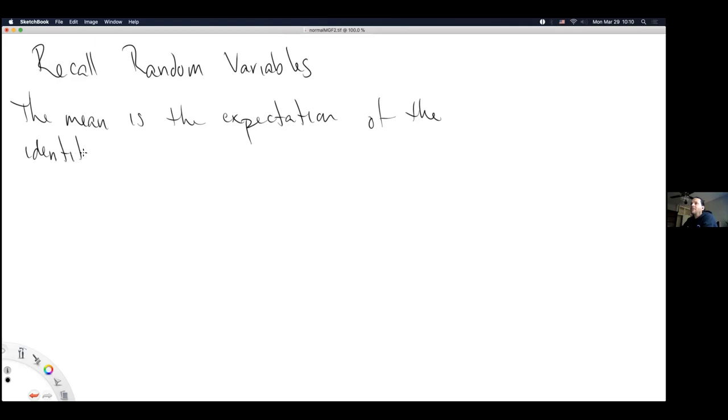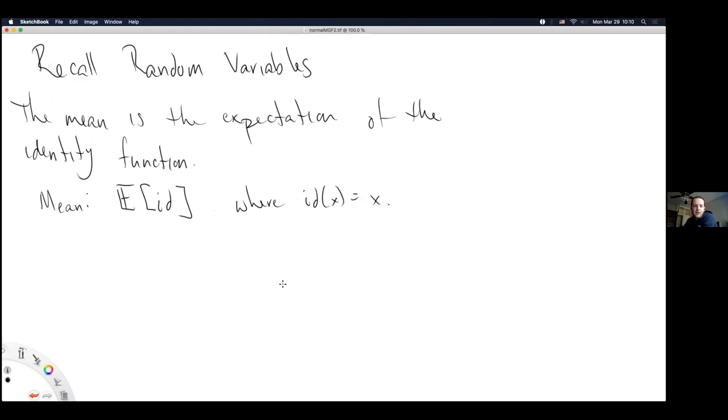So the best way to introduce random variables as we use them, not for what they really are, but as we use them, is remembering that the mean is the expectation of the identity function. So that is, the mean looks like the expected value of the function we call the identity function, where ID of some value x is just that value x.